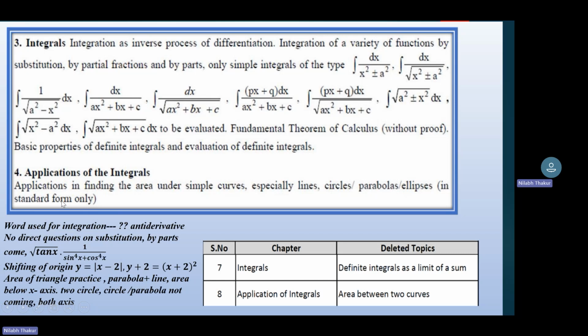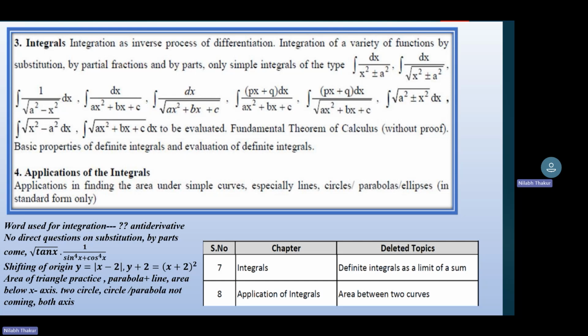CBSE has already written that the question will be asked on the standard form, but the same CBSE in the last year has asked a question based on shifting of the origin, because it has been discussed in class 11. The topic that has already been discussed in class 11, though it has been deleted from the class 12th part, since it has been discussed in class 11, that may come.